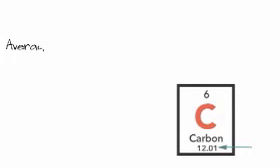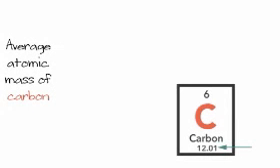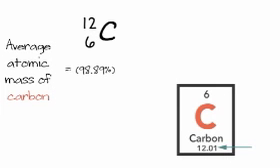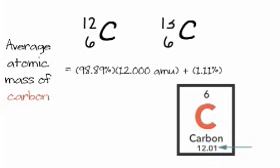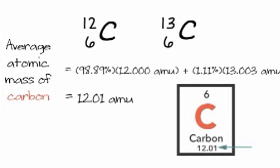Let's look at how to calculate the average atomic mass of carbon. 98.89% of carbon on Earth is carbon-12, which has a mass of exactly 12 AMU. Another 1.11% is carbon-13, which has an atomic mass of 13.003 AMU. There is also a small amount of carbon-14, but it is too small to make a difference at this level of precision. That gives us an average atomic mass for carbon of 12.01 AMU.